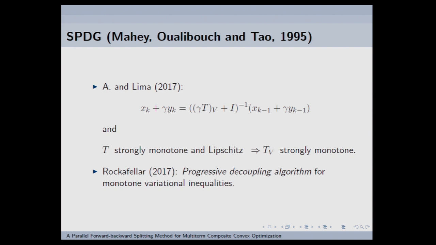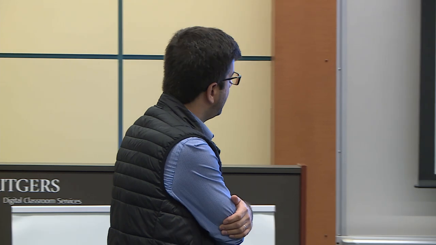And what we prove is that this SPDG is Spingarn's method applied to the operator gamma T. So you don't put the proximal parameter in front of the partial inverse, but you multiply T by gamma, apply the partial inverse, and iterate the proximal point method. So this is actually what is going on here in this SPDG, just a scaling. And we have proved that if T is strongly monotone and Lipschitz, then T_V is strongly monotone. And of course in this case we have linear convergence and so on. This was also discussed by Rockafellar, scaling in Spingarn's method, in a recent paper on variational analysis. He called it the proximal decoupling algorithm. And the scaling plays an important role, related to Spingarn's work.